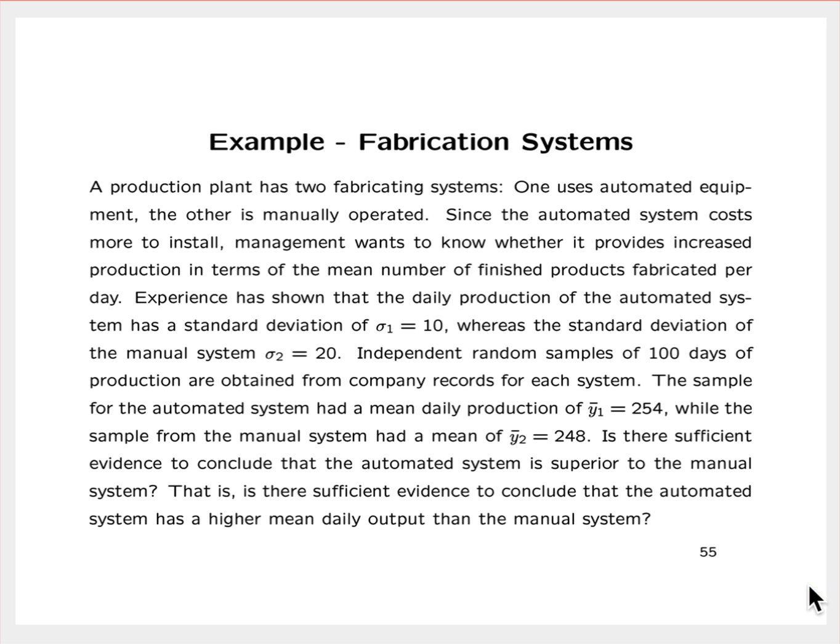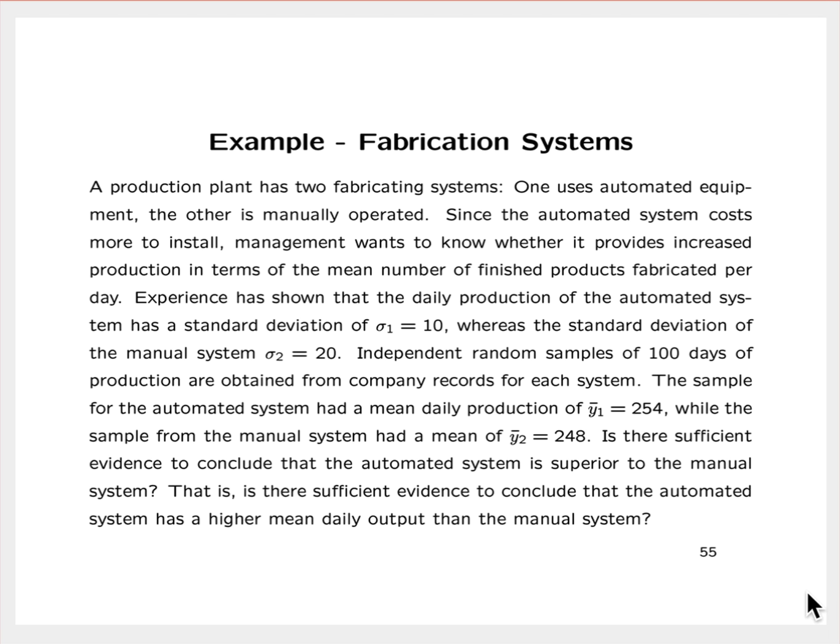So let's look at an example. This example involves production fabrication systems. A production plant has two fabricating systems. One uses automated equipment, the other is a manual operation. Since the automated system costs more to install, management wants to know whether it provides increased production in terms of the mean number of finished products fabricated per day. Experience has shown that the daily production of the automated system has a standard deviation of 10 units, whereas the standard deviation of the manual system is 20 units.